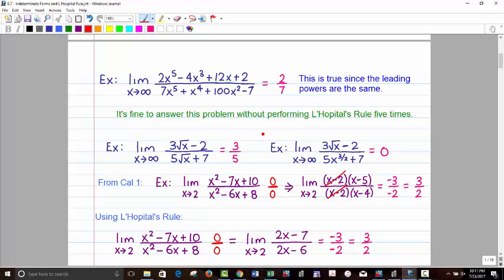We can still use some of those basic ideas of how to find limits. Like here's one. Leading power, both square root of x, so we would just take the coefficients, 3/5. Now with this one, you have a larger power on the bottom than the top. Larger power 3/2 versus 1/2 on the bottom. That automatically equals 0.